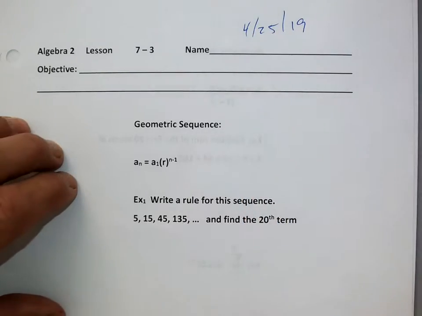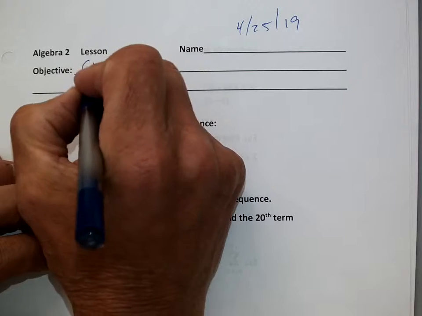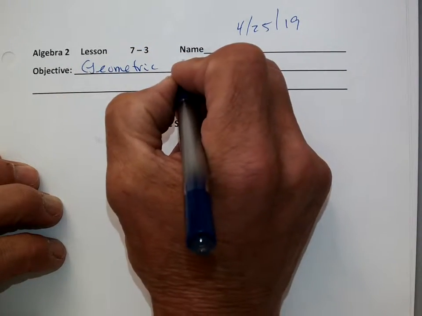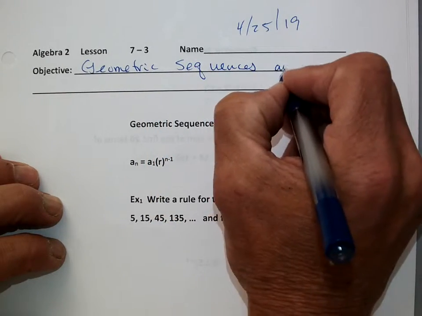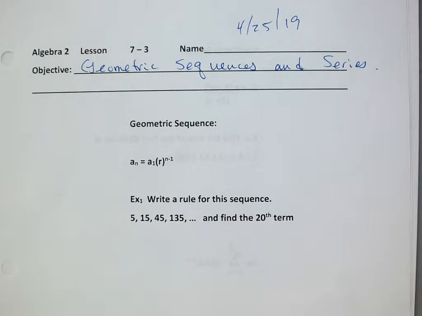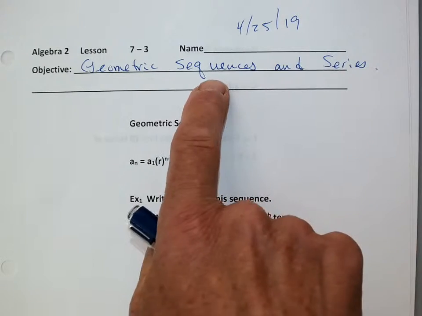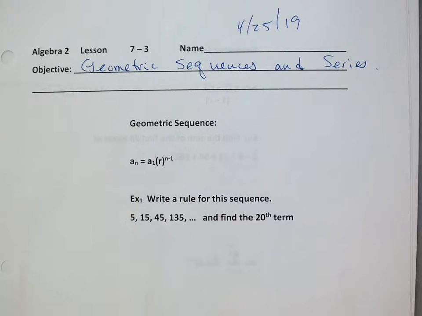Okay. So here's our objective today. We want to learn about geometric sequences and series. These are words hopefully we're getting a little bit comfortable with. A sequence is just the list of numbers, and the series is to add them all up. Sequences is just to list them, put them down, and a series is just to take it and add them all up. That's what makes the difference between these.